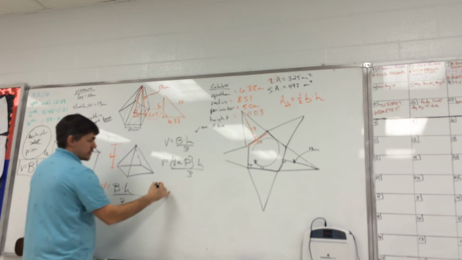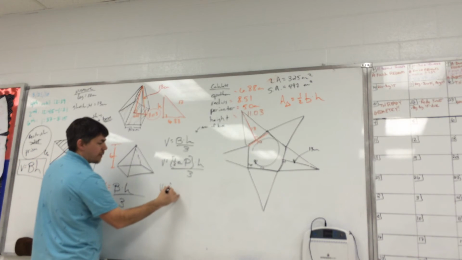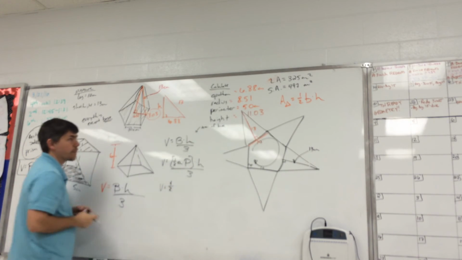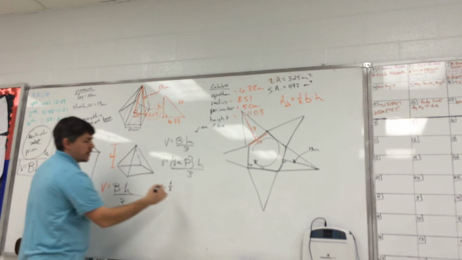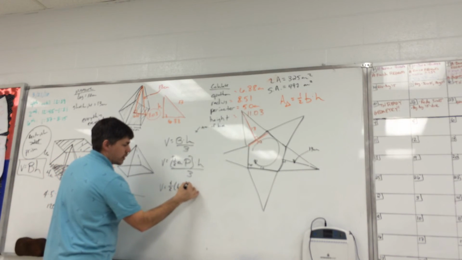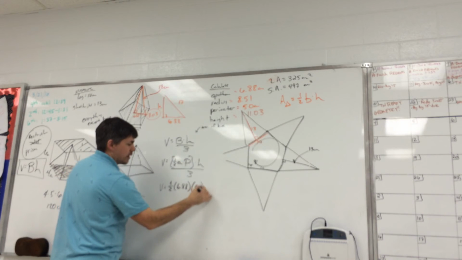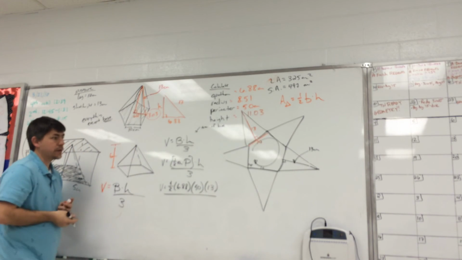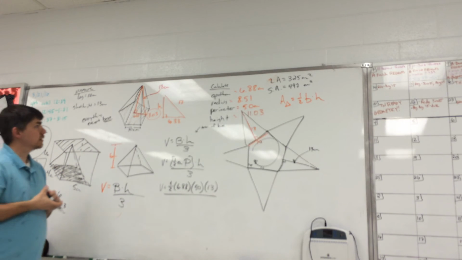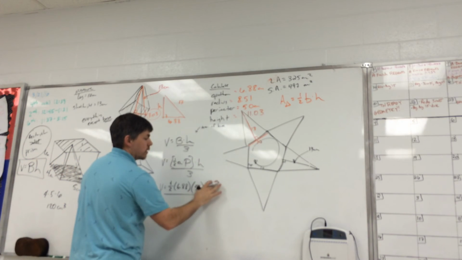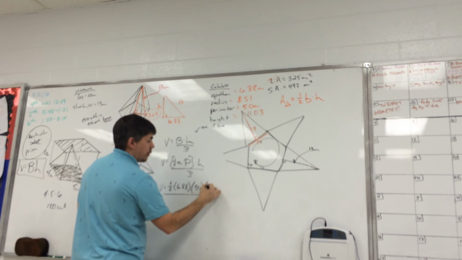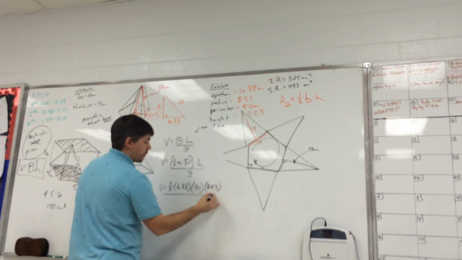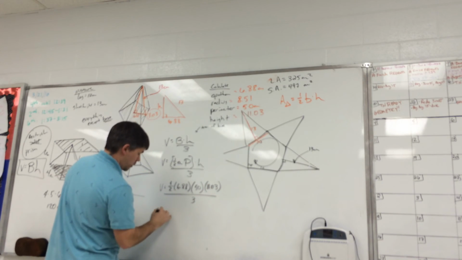I'll post the video. So 1/2. How much is the apothem? 6.88. How much was the perimeter? How much is the height? 32. No, that was a slant height, wasn't it? How much was the actual height? 7.03. Divide by 3.